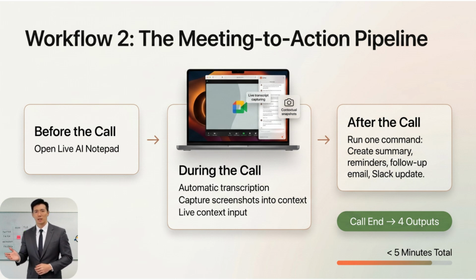Do this 10 times a day, and you've recovered more than 4 hours of prospecting time every single week. That's not a marginal improvement. That's a different way of running outreach entirely. One more thing worth noting here, because Alter is reading the live LinkedIn page, not a cached version, the context is always current. If they posted something yesterday, that's in the brief.